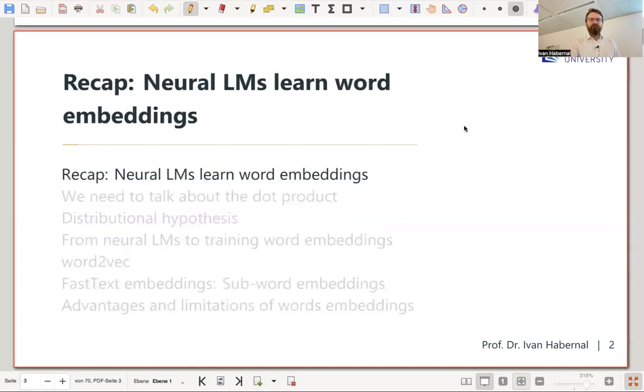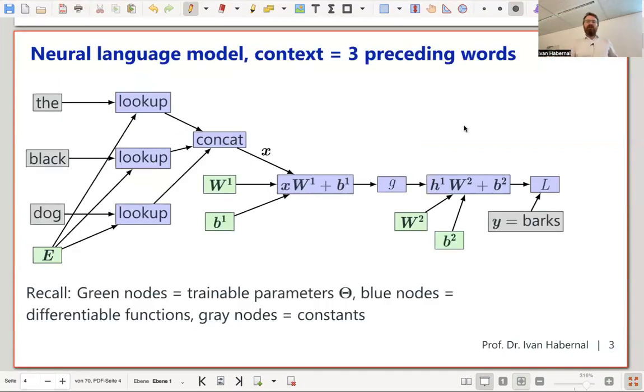Okay, but let's recap the last lecture again, where we finished, and this is the computational graph of the neural language model. What we are doing here is taking the previous words. We took the context, like the previous three words, the black dog, and we're trying to predict the probability of the next word. So it should give us a probability over the vocabulary for the next word after these three words.